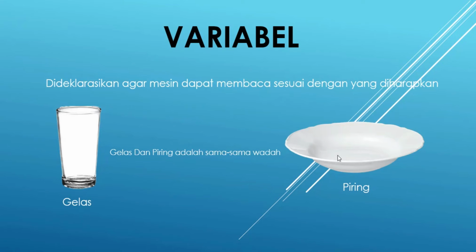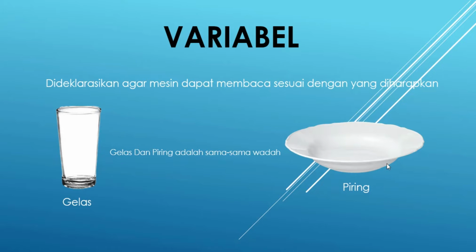This time we're going to talk about variables in Python. A variable is like glasses and plates. A variable is a container. For example, this glass is a container to collect water, and a plate is a container to put rice. So these containers, like glasses and plates, we can liken to a variable.